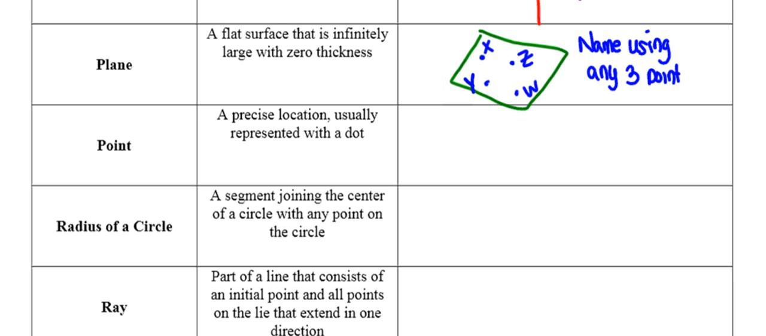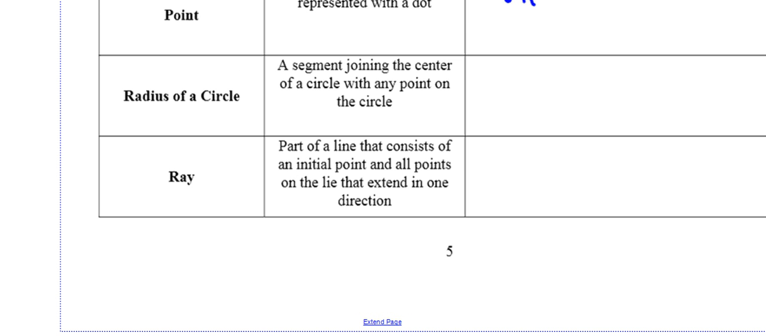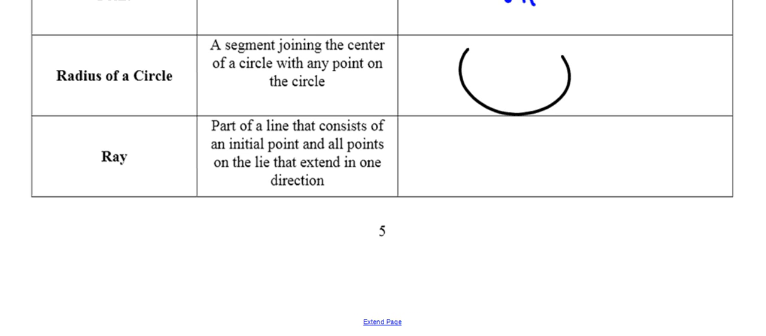A point is a precise location in space, usually represented with a dot and named with a capital letter. The radius of a circle is going to be the line segment that joins the center of that circle with any point on the circle. So if I go ahead and draw a sketch of a circle, here's my circle, the radius is going to connect the center of that circle to any point on the circle.